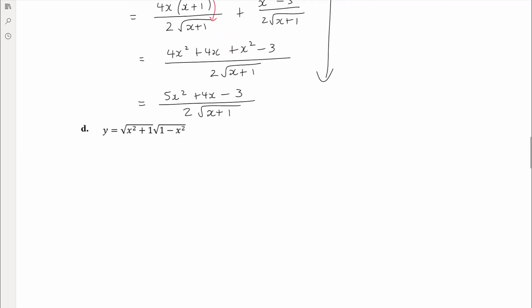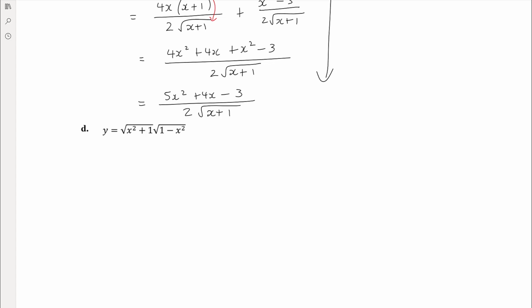Okay, now part D. Now again, part D we could treat as a product rule. We could think about this as being (x squared plus 1) to the half times (1 minus x squared) to the half, and think about derivative of the first part multiplied by the second part plus leave the first part as it is, multiplied by derivative of the second part. However, we should again, if we can simplify before we differentiate, we absolutely want to do that.